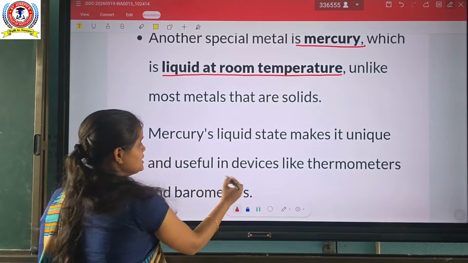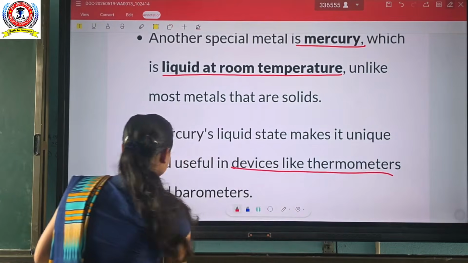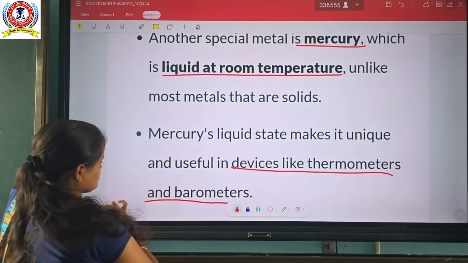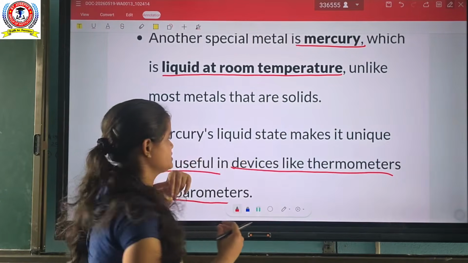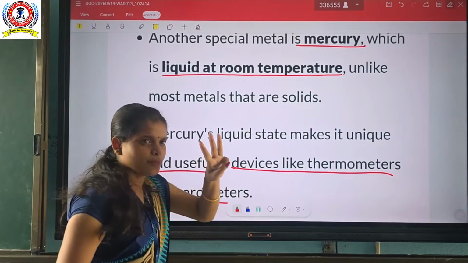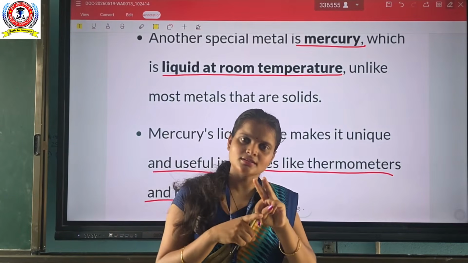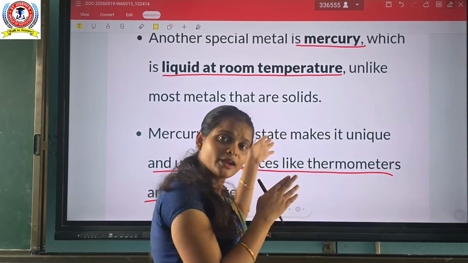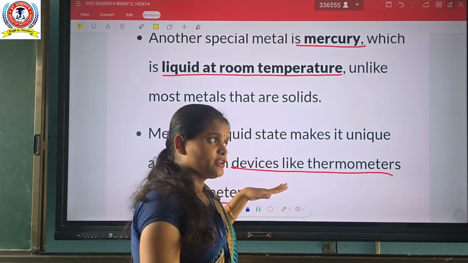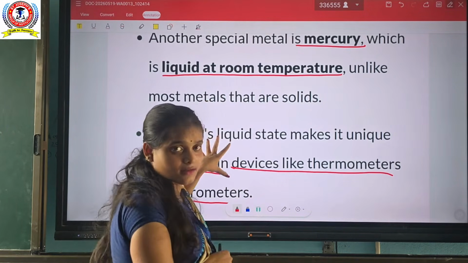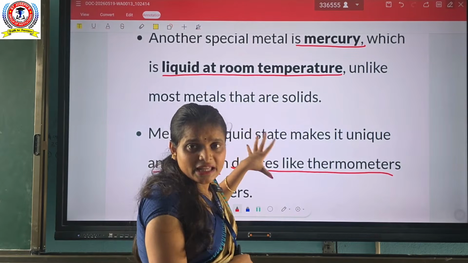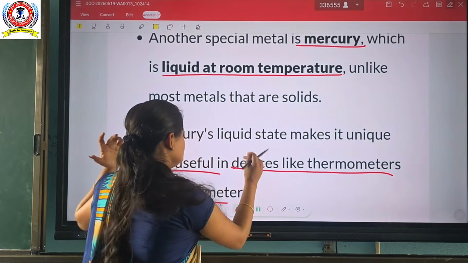Devices like thermometers and barometers use mercury. These are the three properties covered: first is appearance, second is hardness, third is malleability. We have just talked about the properties of metals, including their malleable nature. Then it goes to non-metals.